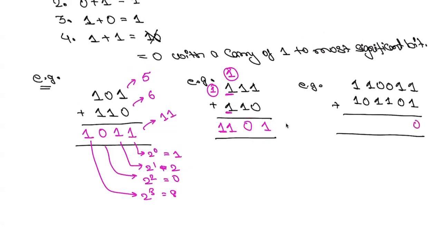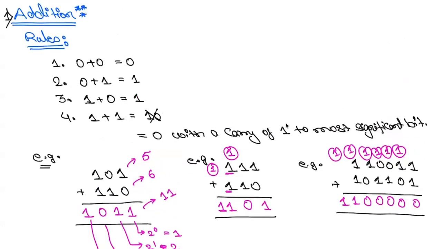1 plus 1, it is 0, carry 1. 1 plus 1, again 0, carry 1. 1 plus 1, again 0, carry 1. Right? 1 plus 1, 1, 0, carry 1. And plus 1, it is 1, it is 1. Done, done. जल्दी बताओ. यस सर. डन.